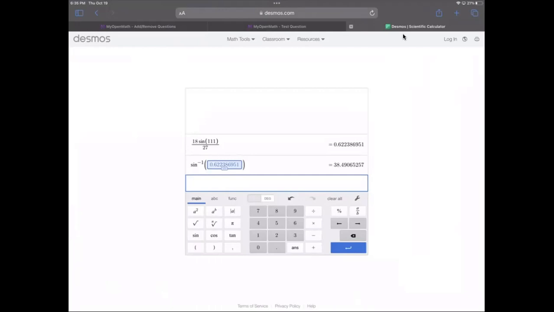See how I did it in pieces? I did the inside first, the 18 sine 111 over 27, and then I hit sine inverse of the answer. I hit the answer button on the bottom. If you're using a handheld calculator, those almost all have answer buttons also. That's the easy way. You don't have to type in everything at once. And notice I'm in degree mode. See this degree here? I'll change it: radian, degree, radian, degree. I'm in degree mode because that was 111 degrees. So there's my answer in degrees, 38.49.